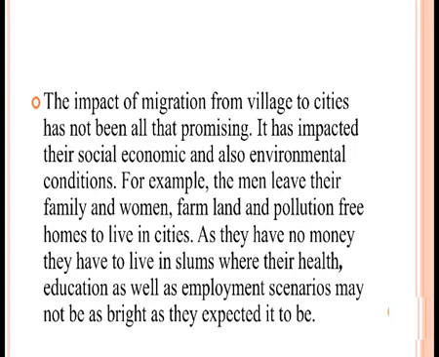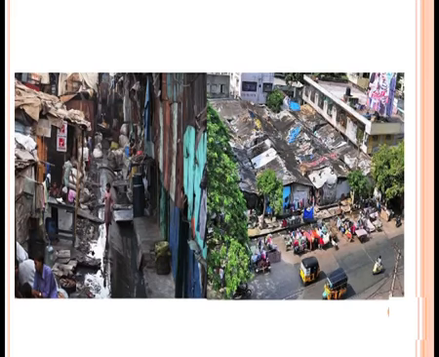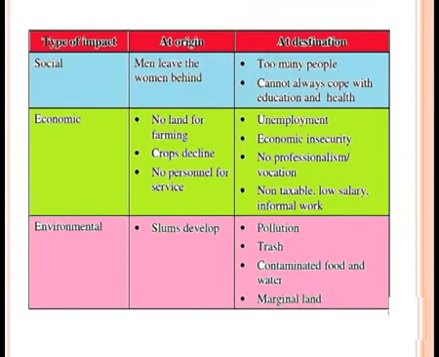It has impacted their social, economic and also environmental conditions. For example, the men leave their family and women, farm and pollution-free homes to live in cities. As they have no money, they have to live in slums where their health, education as well as employment scenarios may not be as bright as they expected it to be. This is a figure of a slum in an urban area. The table on screen summarizes these impacts.